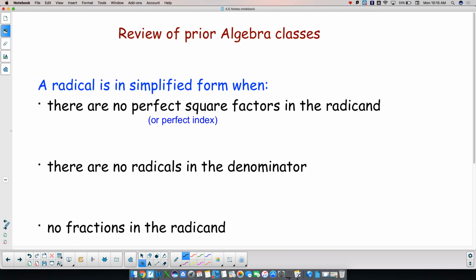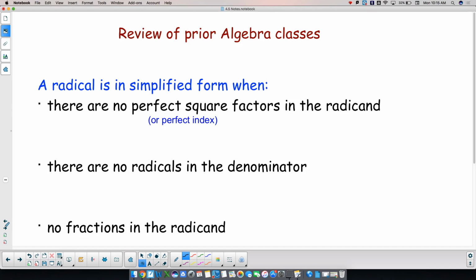Rule number 3, no fractions in the radicand. Okay? So no fractions in the radicand, no radicals downstairs in the basement, and no perfect factors inside the radicand. Meet those 3 conditions, and life is good.